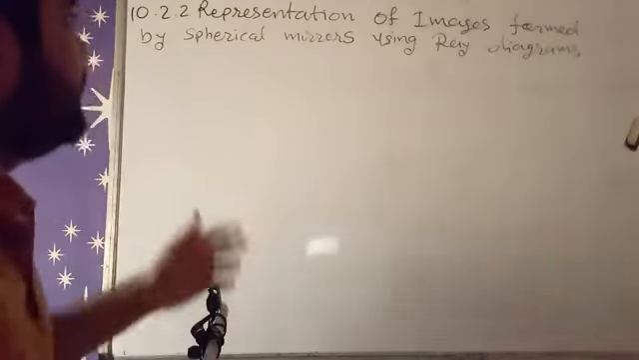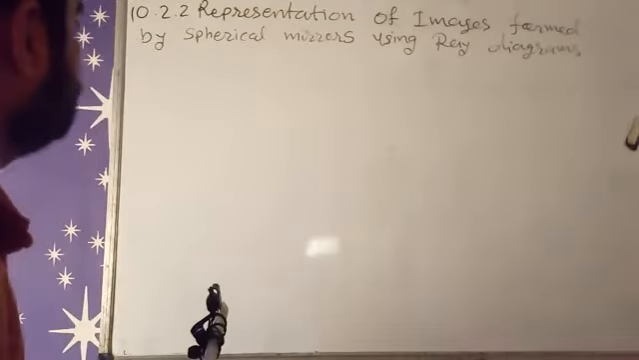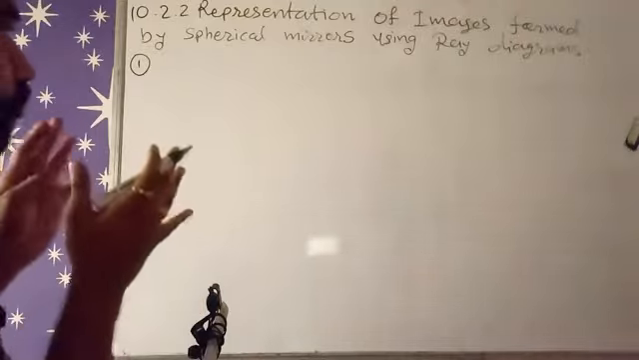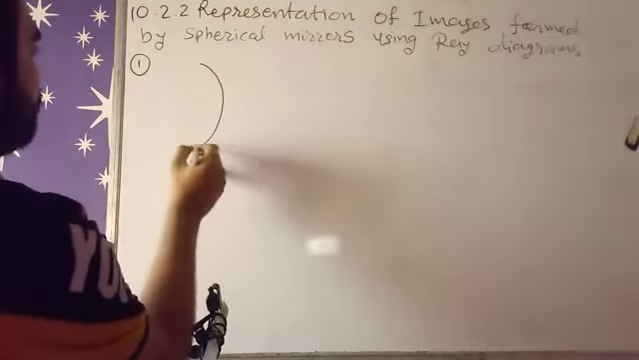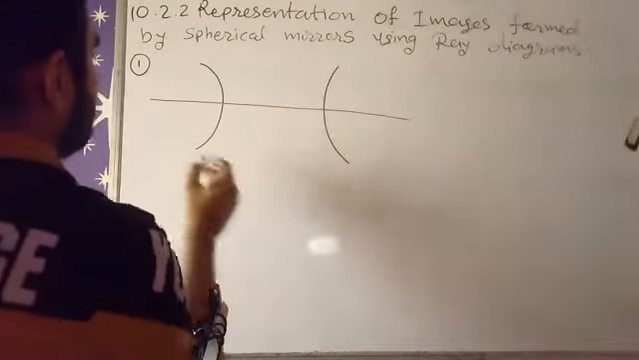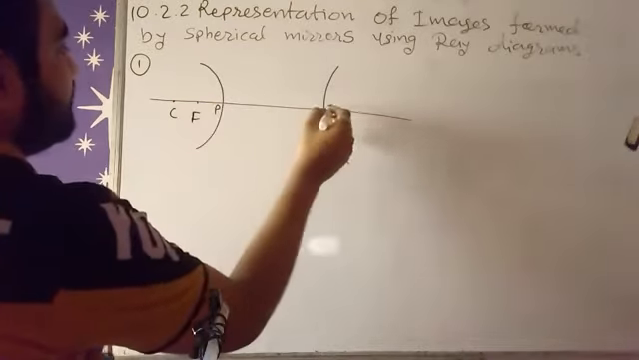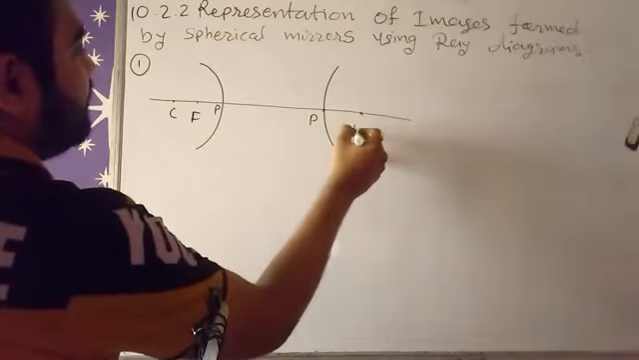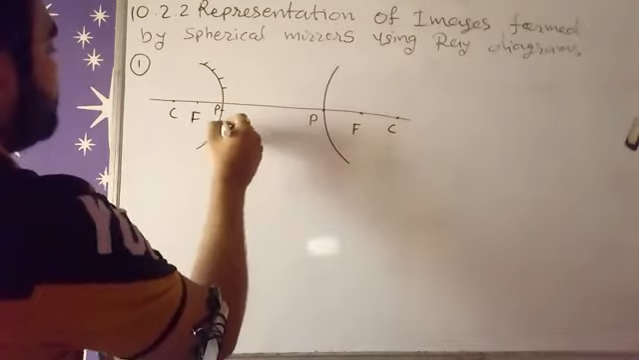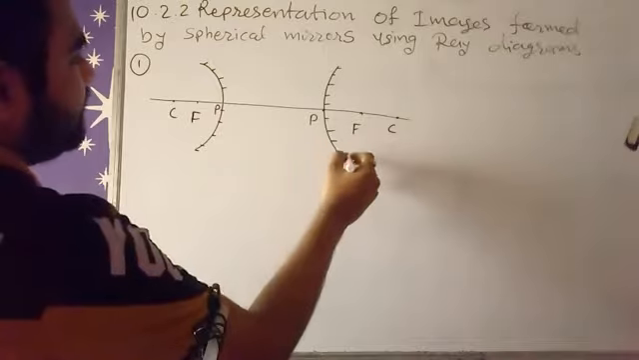Now our topic is representation of images formed by spherical mirrors using ray diagrams. So the first characteristic: suppose we are having both mirrors, for example, this is concave and this is convex, right? The principal axis passes through three points, C, F and P. Here it is P, this is F and this is C. This is our concave mirror, that's why the inner surface is reflecting. This is the convex mirror, the outer surface is reflecting, right?